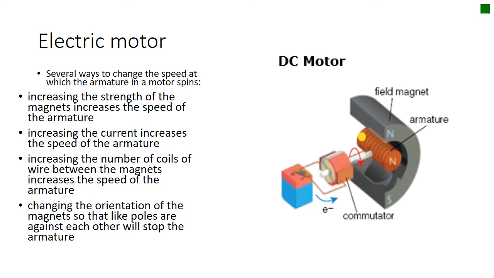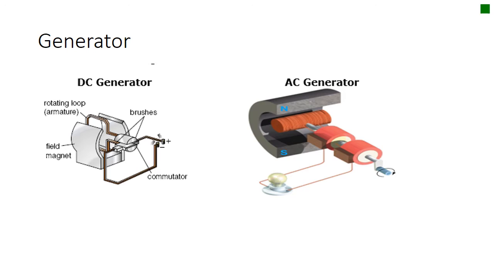Okay, so that's an electric motor. There are two types of motors. There's a DC motor and an AC motor. A generator, again, has two types, just like motors. There's a DC generator and an AC generator. Again, remember, DC stands for direct current and AC stands for alternating current.